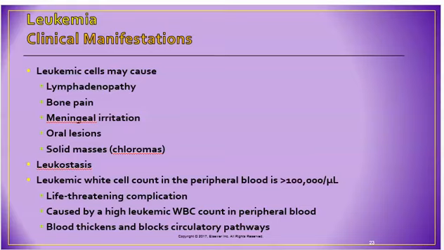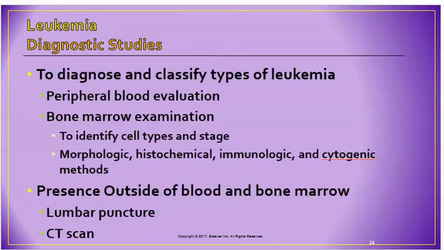Leukostasis, that's a pretty big deal here. Leukemic white cell count in the peripheral blood is greater than 100,000. That's life-threatening. Their blood gets so thick with all those white blood cells, circulation is now blocked. So what are you going to have? Infarcts in all the organs. Okay, so that we don't want to happen.